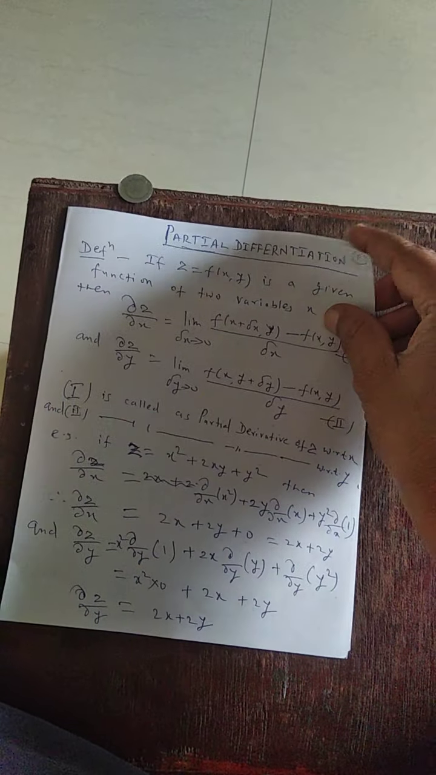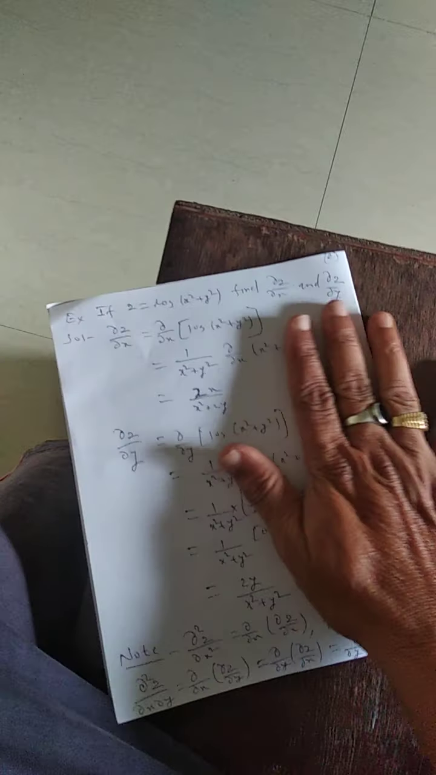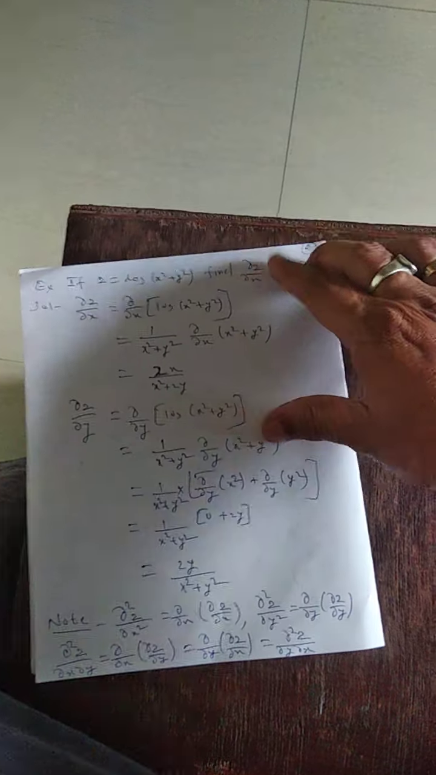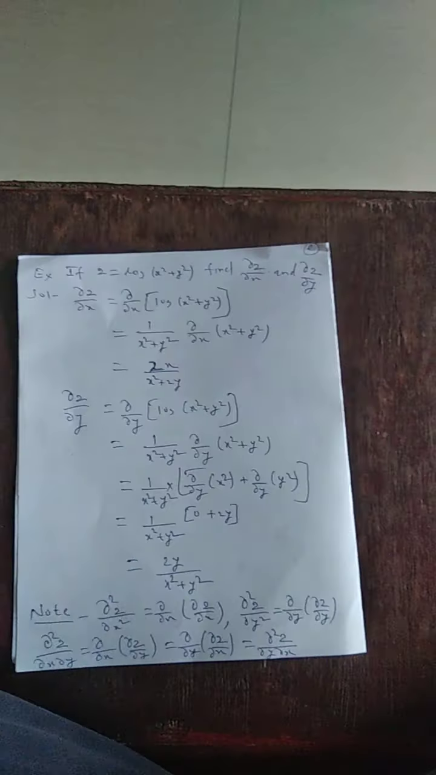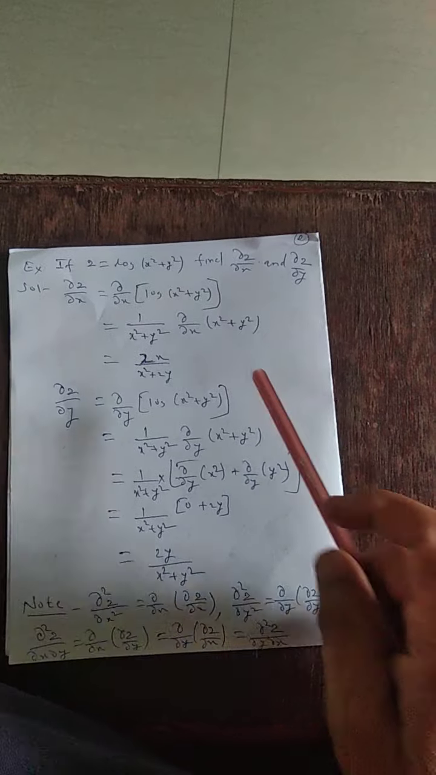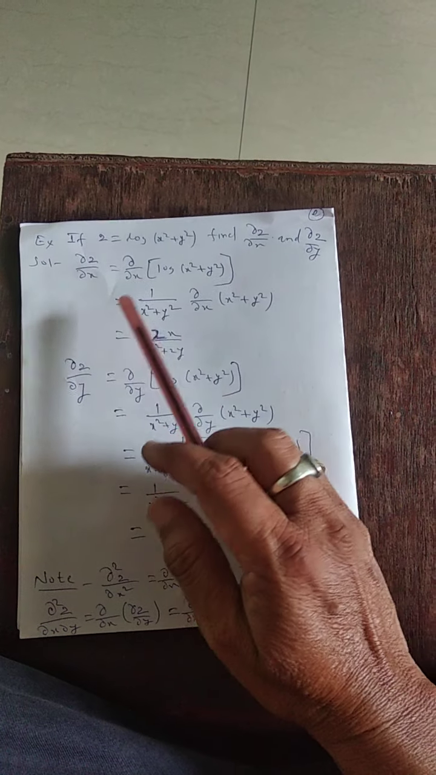Then examples we will see like this only. Some more examples. If z is equal to log of x square plus y square, find dou z by dou x and dou z by dou y.